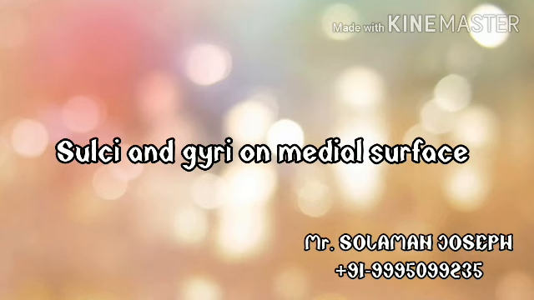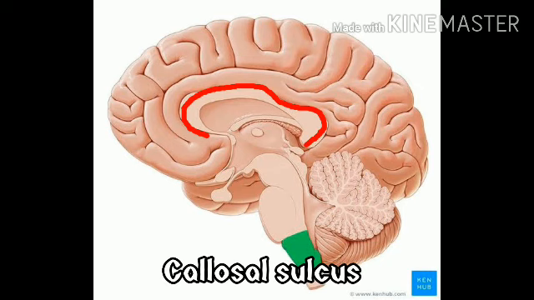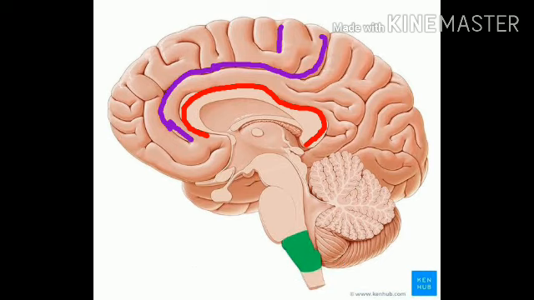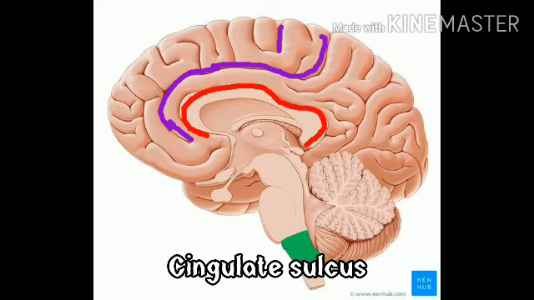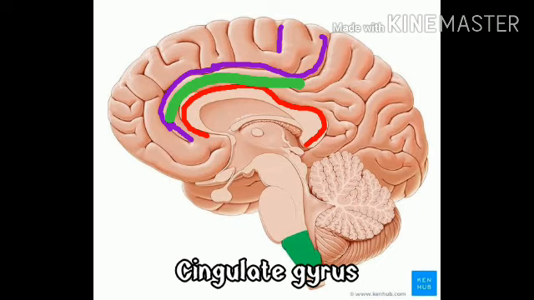Sulci and gyri on the medial surface of cerebrum. The callosal sulcus is present close to the corpus callosum. The cingulate sulcus runs above and parallel to the callosal sulcus. The posterior end of cingulate sulcus runs above and reaches up to the supromedial border just behind central sulcus, and encloses a gyrus. It is called cingulate gyrus.